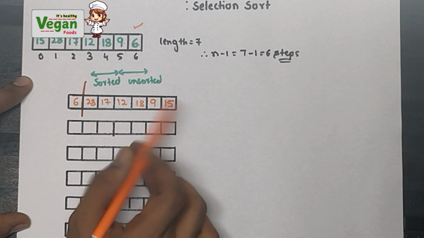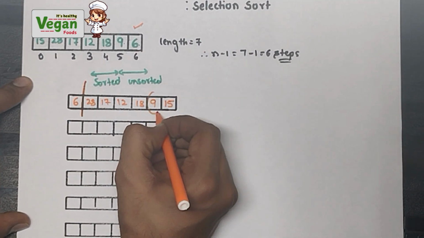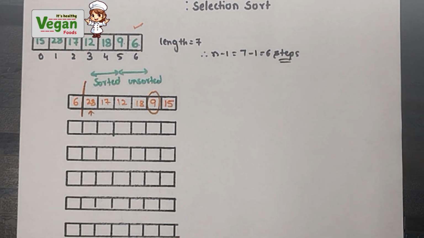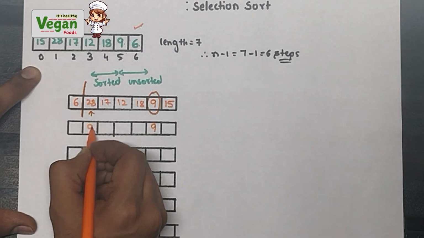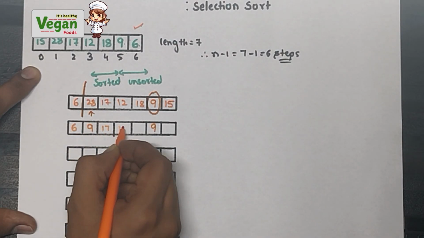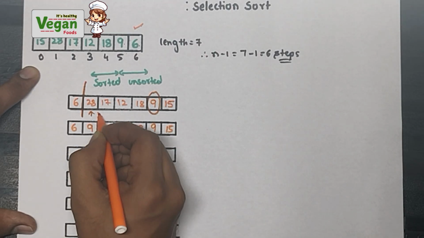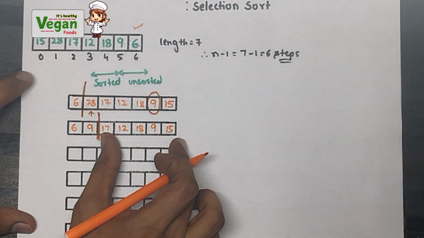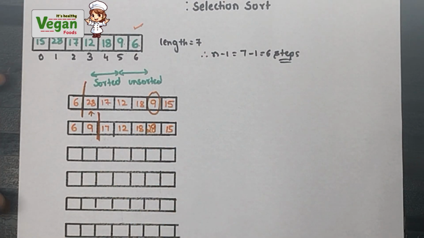Now in the unsorted sublist, what is the smallest number? That is 9. So 9 will be swapped with the first element of the unsorted sublist, that is 28. 28 will go to the place of 9 and 9 will go to the place of 28, and other elements will be the same as in the previous step. Now our sorted sublist has come up to the 9. This is sorted and the rest is unsorted.